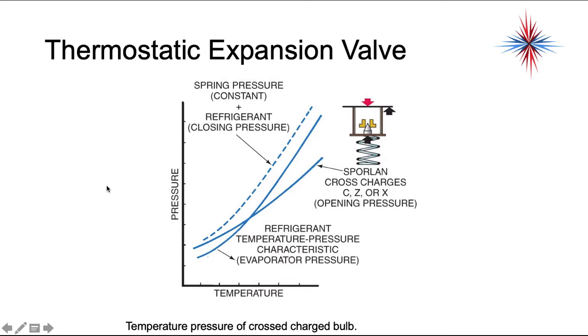So when we look at the temp-pressure chart, we know that all substances have a temperature-pressure relationship. The refrigerant temperature-pressure characteristic is this line right here. It's that center line that goes up here. Spring pressure and refrigerant pressure should follow. This is based on a cross-charged bulb. Follow that. The Sporlan cross-charge opening pressure is that chart right there. Again, it does not necessarily follow the same temperature-pressure relationship.